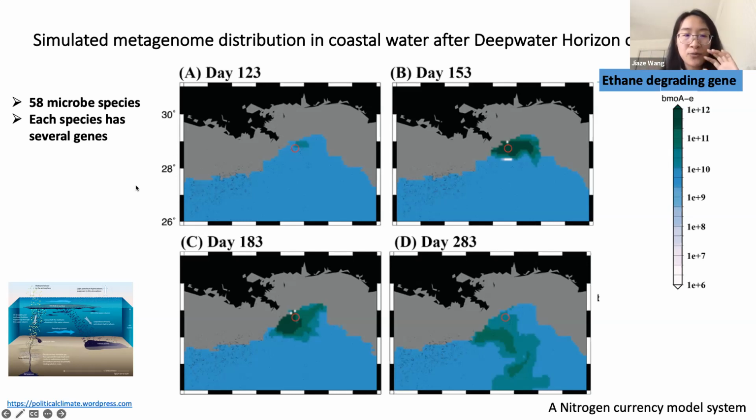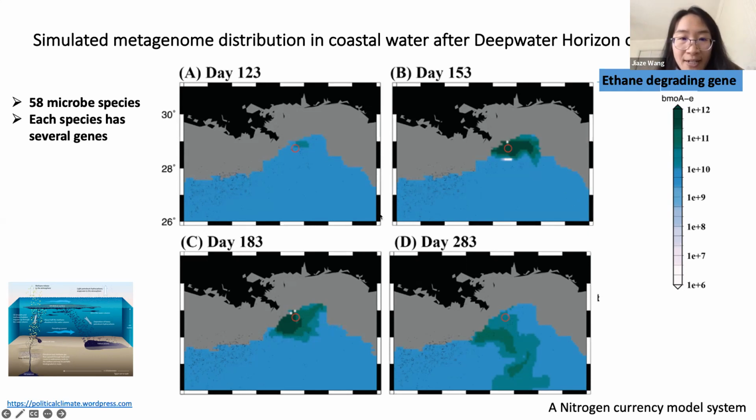In the model, I put about 58 microbial species. Each species has several genes. Some of them have 11 genes, some have 7 genes. Each gene represents one type of metabolism. Some genes are related to light inhibition, some to carbon degradation, and some to nitrogen fixation. But like all other ocean models, it uses nitrogen as a currency for all the biogeochemical reactions, and the carbon is represented by a Redfield ratio.